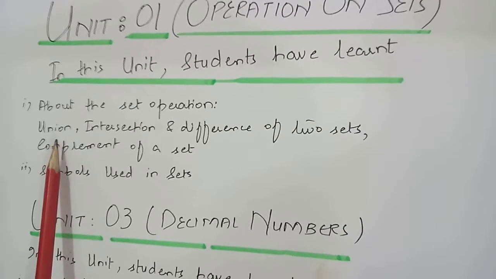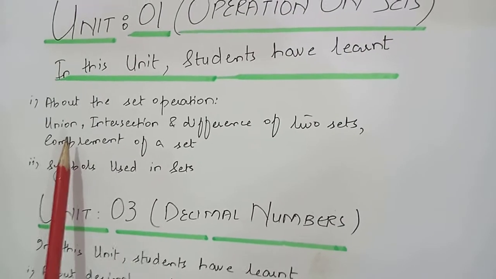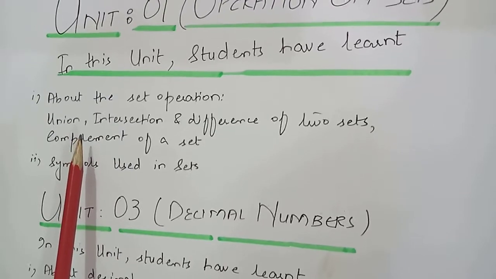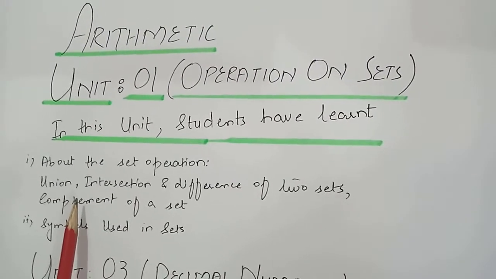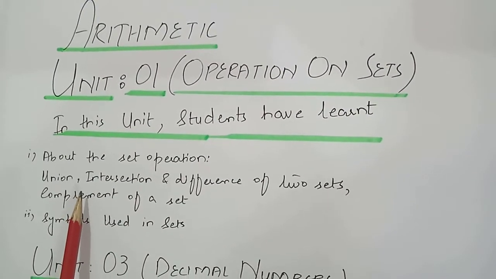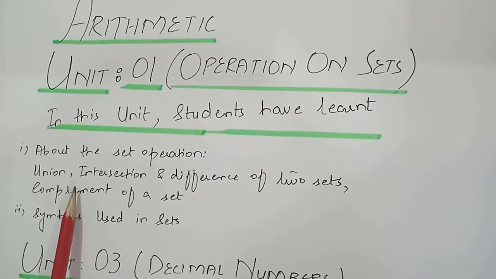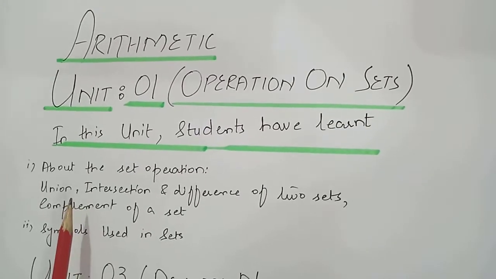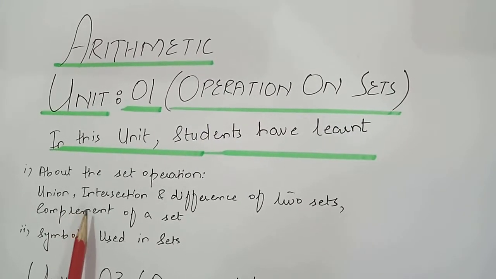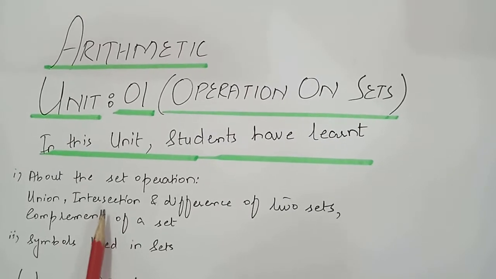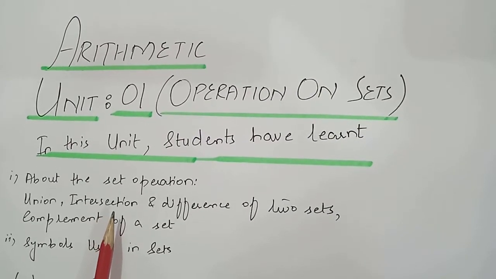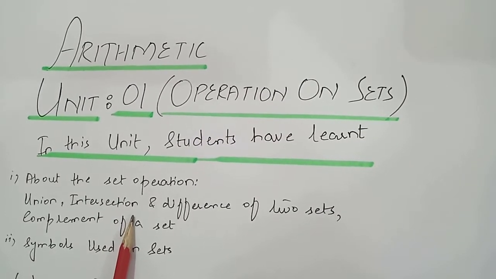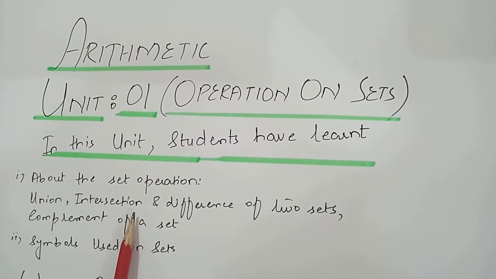A set containing all the elements of A and B is called the union set of set A and B. It means all members or elements are included in the union set. Intersection set: a set containing the common elements of A and B is called the intersection set of set A and B.